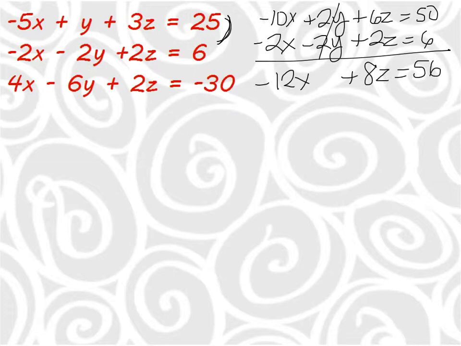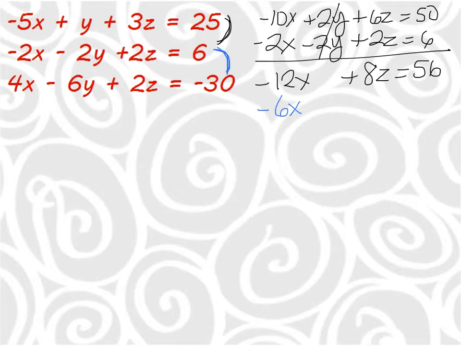Then I have to grab a different set of equations and try to eliminate that same variable. So I'm going to try to get rid of my y again. I'm going to choose to group the last two. Doesn't really matter, you just pick what works for you. If I try to drop the y there, I'm going to take that second equation and take it times negative 3.